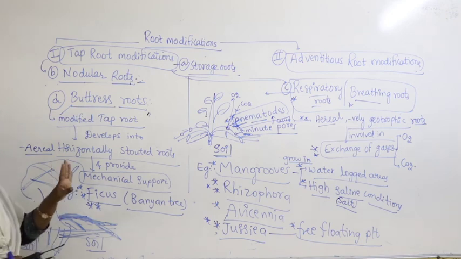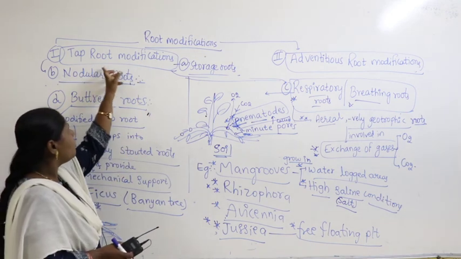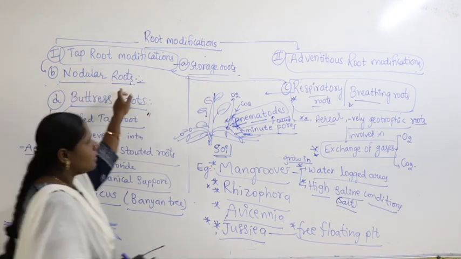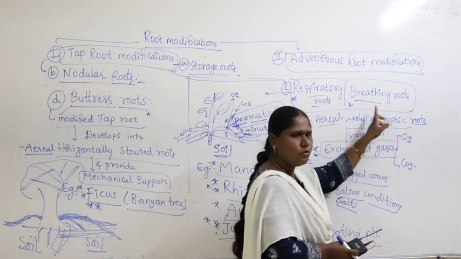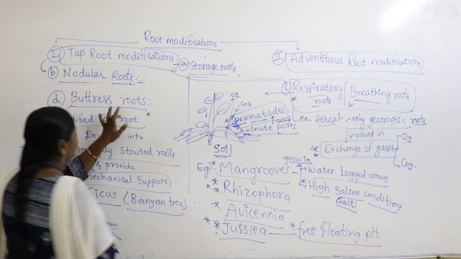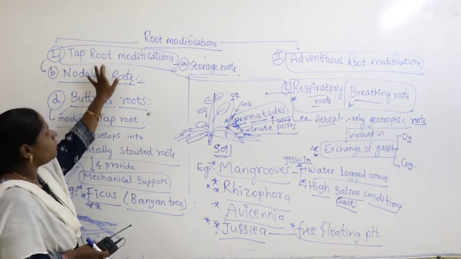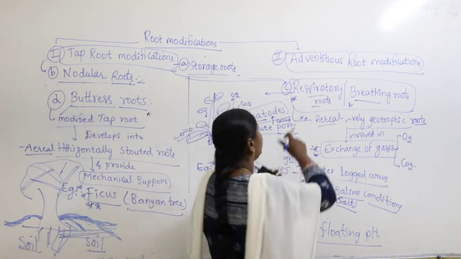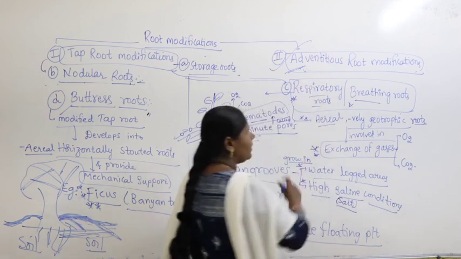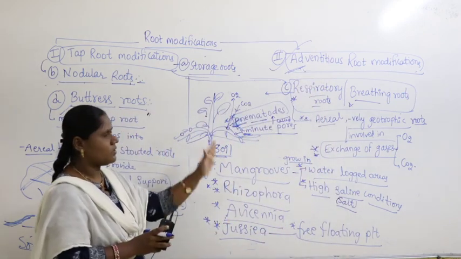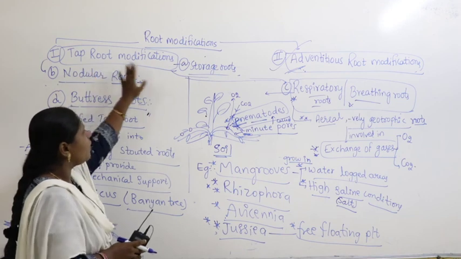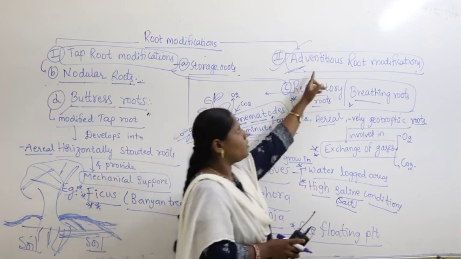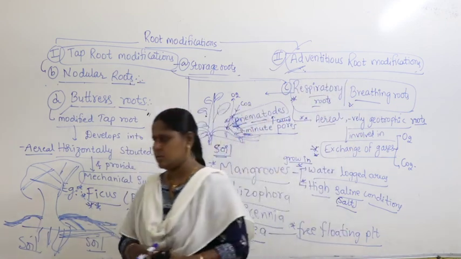I hope all four categories are clear. What are taproot modifications? The first one is storage roots. The second one is nodular roots. The third one is respiratory roots or breathing roots. And the fourth one is buttress roots. These are nothing but taproot modifications. What is the next thing we have to start? Adventitious roots. We have to start with adventitious root modifications. What we completed now is taproot modifications. All four come under taproot modifications. We have to continue with adventitious root modifications.